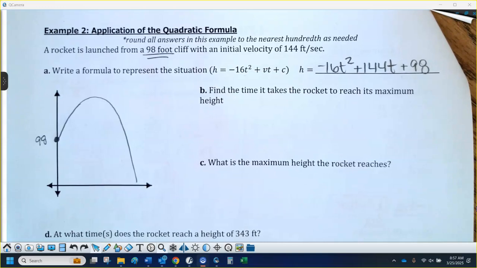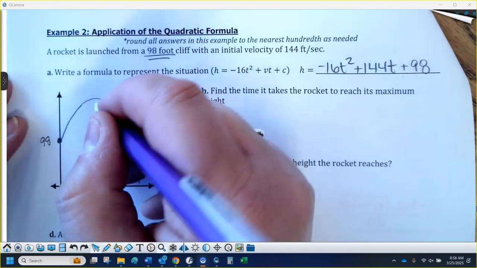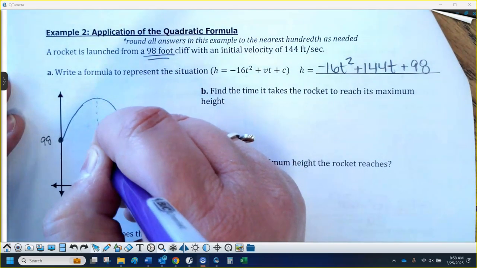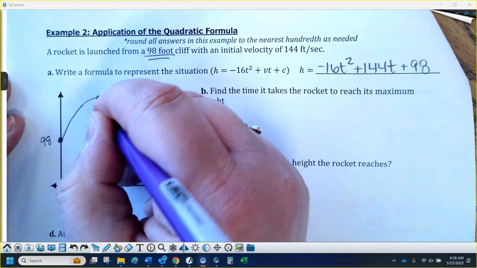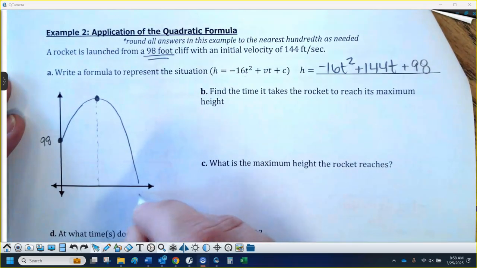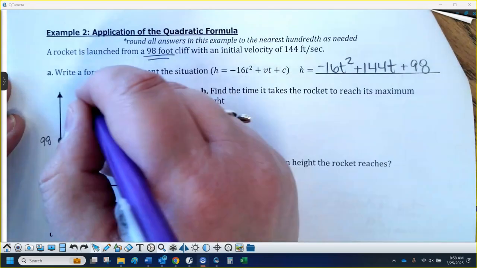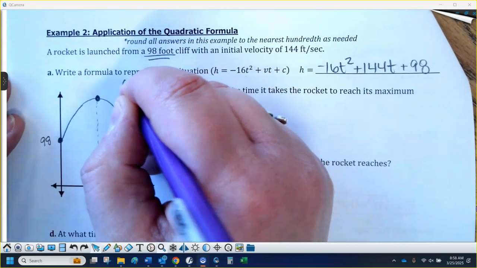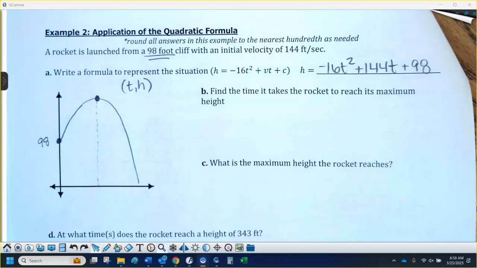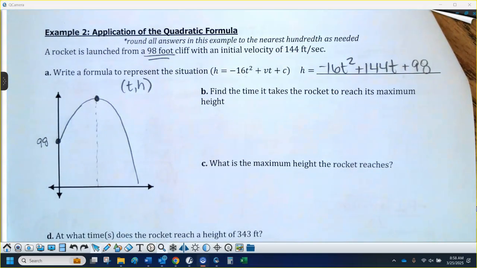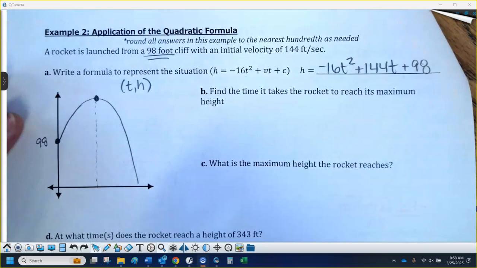Okay, now this is a little bit of a review question. So find the time it takes the rocket to reach its maximum height. This is just, on my little picture, going to represent the vertex. So time would go across the bottom and height would be across the y-axis. So any point that I find, the time is the x-coordinate of the vertex. The maximum height is going to be the y-coordinate of the vertex.